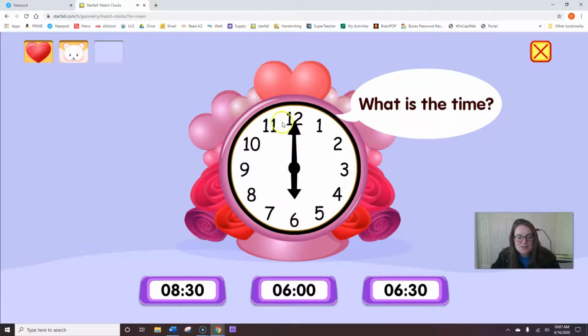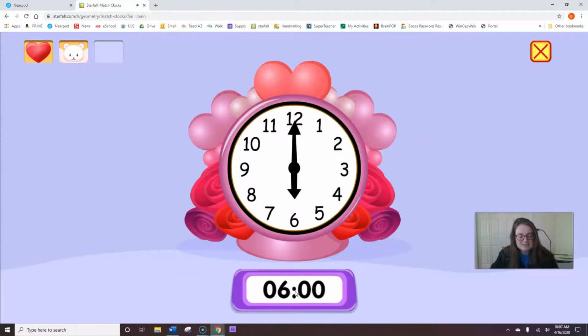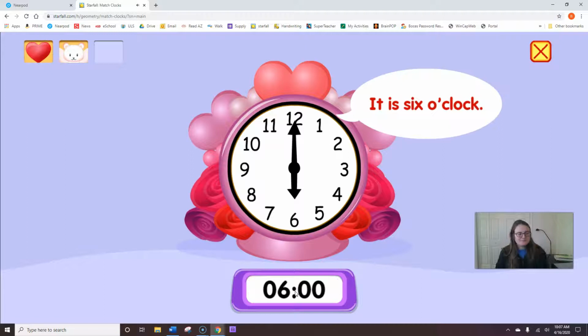And the big hand is pointing right at the 12. And when it's pointing at the 12, we say, o'clock. So this shows 6 o'clock. We don't even need to practice counting by 5s because it's pointing right at the top middle. So it shows 6 o'clock. Good job! It is 6 o'clock.